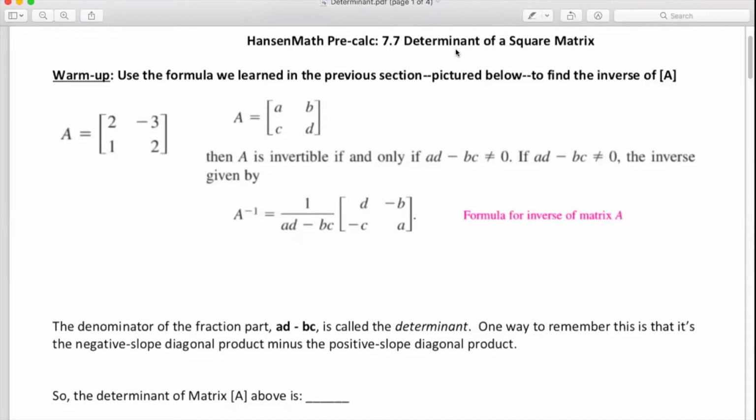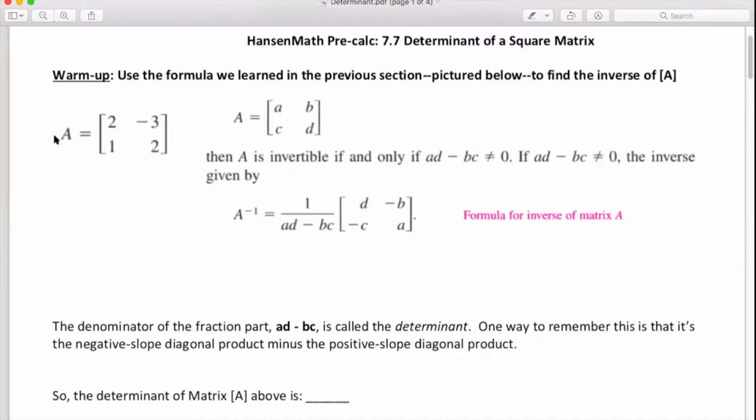Today's video regards how to find the determinant of a square matrix. Before we do that, we're going to do a quick warm-up. From my previous lesson, we learned how to find the inverse of a matrix.